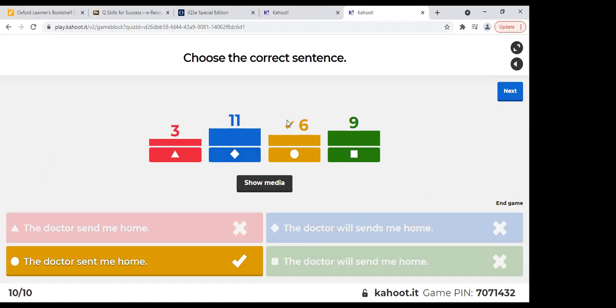In the past, we're looking at the past. There's only one correct; these are all wrong. "Doctor send me" is incorrect. "Doctor will send me" is also incorrect. The only one which is correct is "sent," option D. So this is one of the irregular verbs. You need to memorize: send becomes sent.